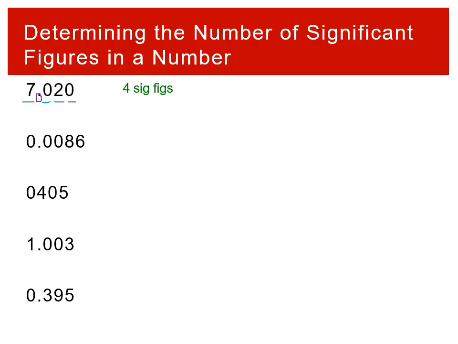0.0086. 8 is significant. 6 is significant. So then I have the zeros in the front. Because they're in the front, those are never significant. I have 2 sig figs.